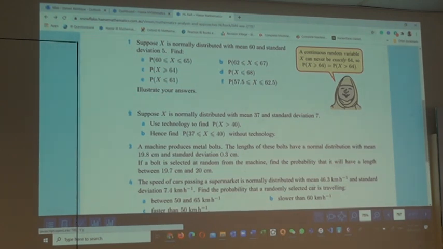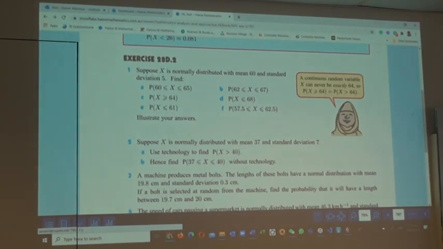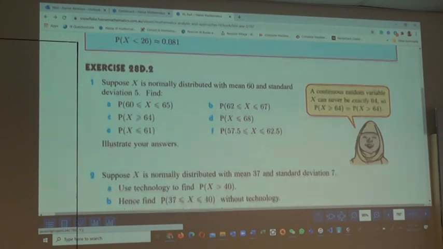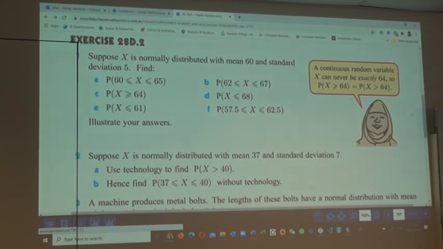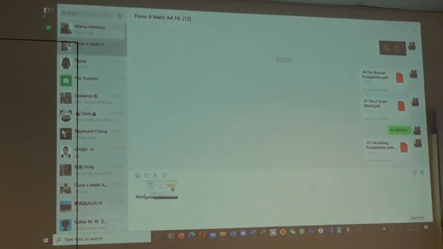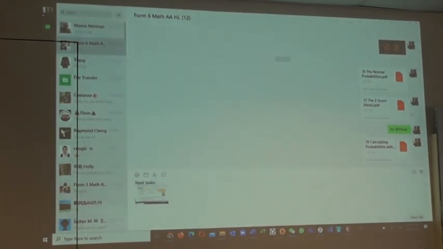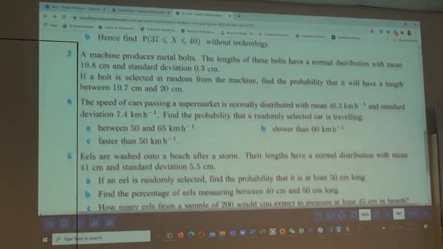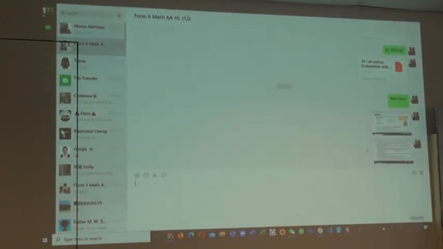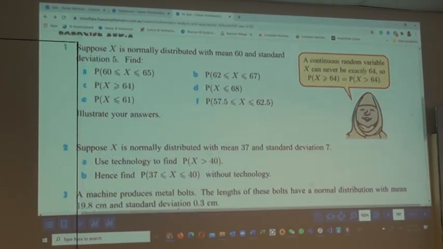Yeah. What exercise is this? Can I send the screenshot? Oh, yes, please. So it's exercise 28D2. Do I send the screenshot to WeChat or just leave it on the board? Can you send this one? WeChat, okay. Because we probably work at different pace, so we don't want to hold each other back. Okay, 1 and 2 are sent. Now 3, 4, 5 sent as well. So just try to do question 1 to 4.